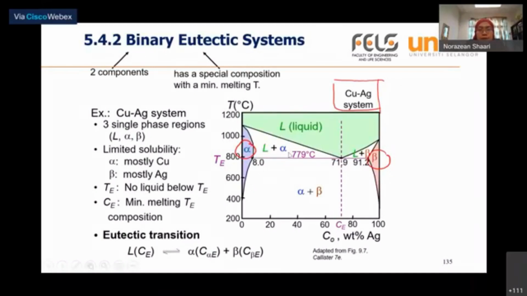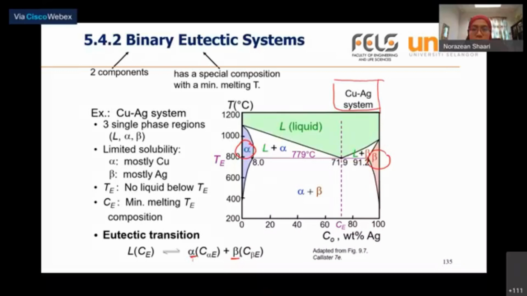Dan untuk binary eutectic, as its name eutectic, so dia ada eutectic point, okay, eutectic point. So as I said tadi, eutectic point adalah transition from liquid to two different solid. So in this case, kalau kita tengok point where there is a transition from liquid to two different solid is this point lah, kat sini. Daripada liquid transform to two different solid.